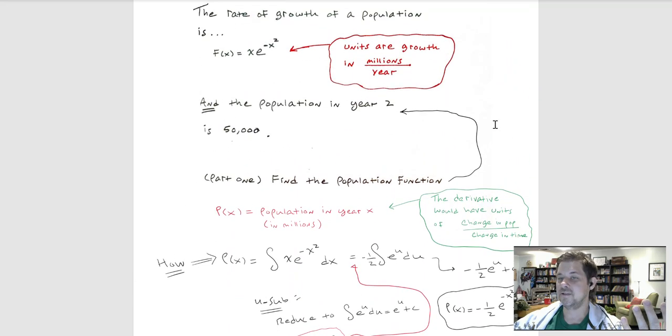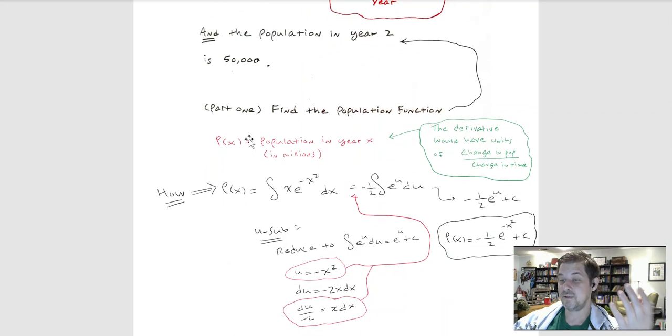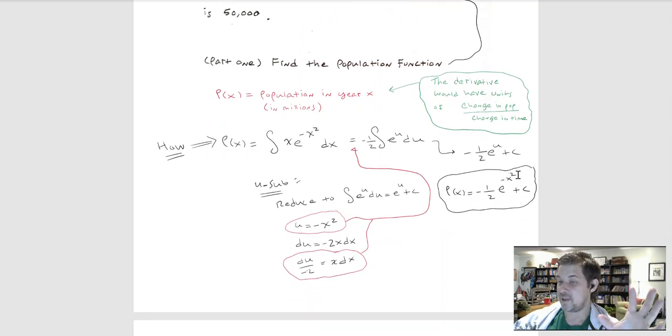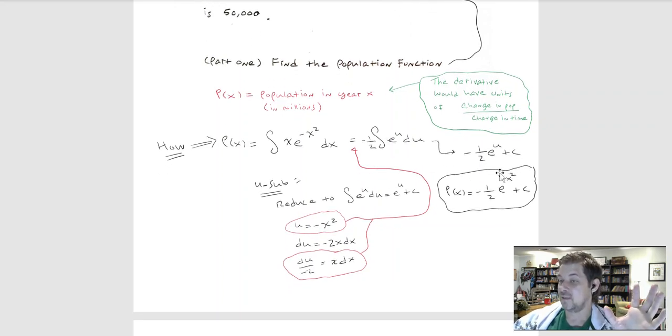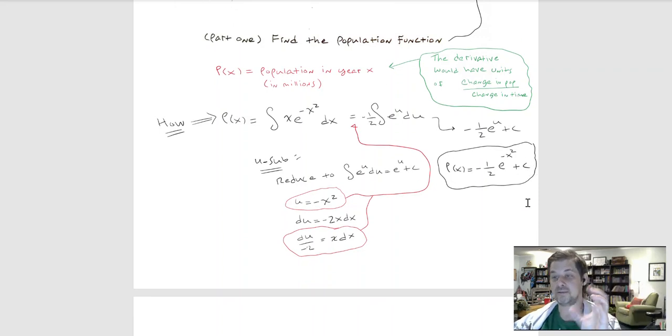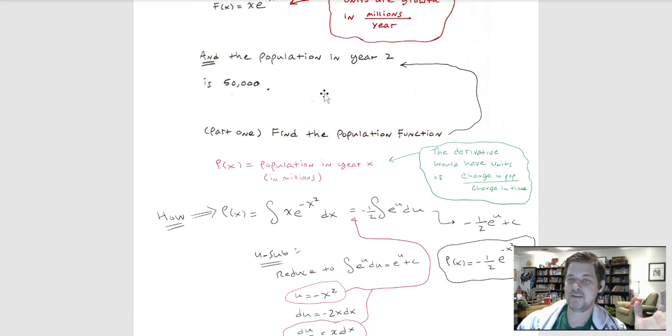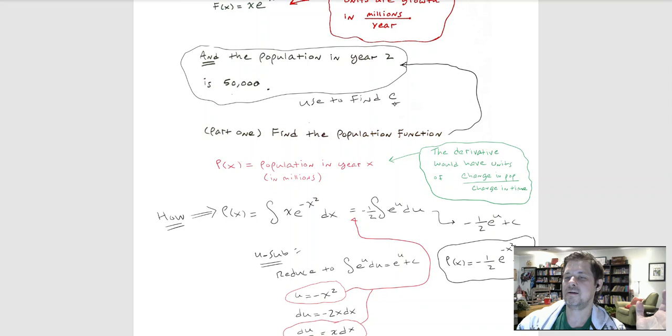And the more information is this part. You see? This says the population in year 2 is 50,000. Okay, so I can put 2 for x, and it will tell me that the population is 50,000 people. And between those two pieces of information, I can find that number c. And then I'll know this function in its complete form. Okay? All right, so that part right here, this little bit of extra information, we're going to use that to find c, that constant of integration.